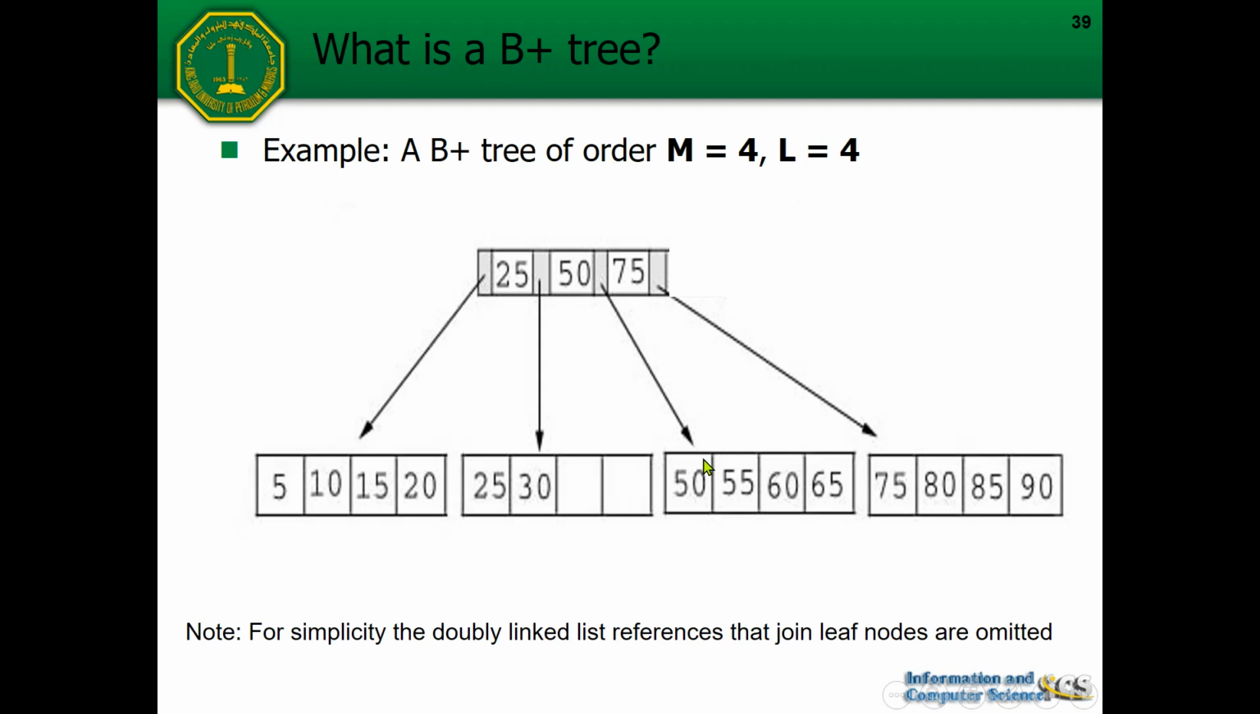Then L is 4, corresponding to the order of the leaf. We can see that, for example, none of these contain more than 4 keys. This is 2, this is 4, and this is also 4. So this is valid. Also, the keys have already been sorted ascendingly. So there is no problem with this B plus tree.